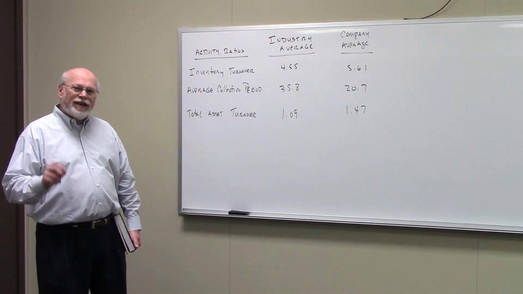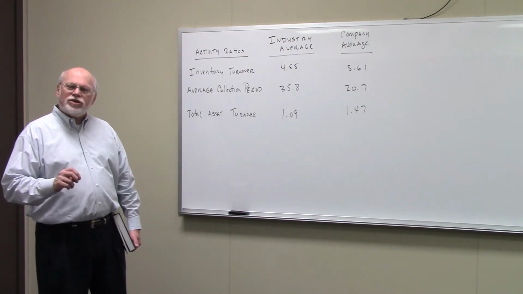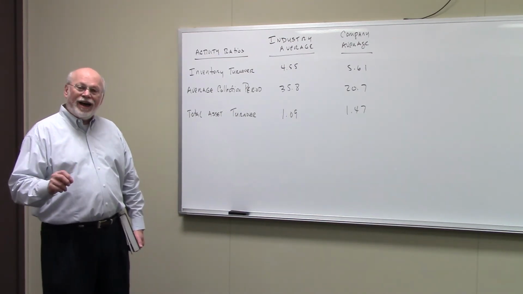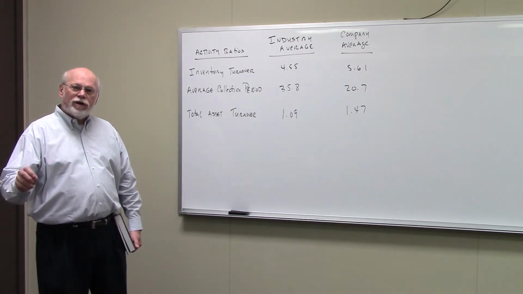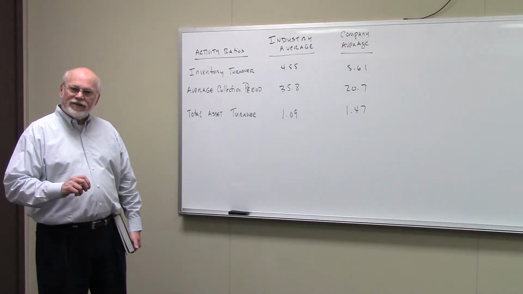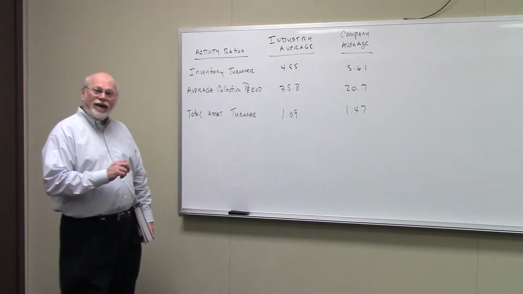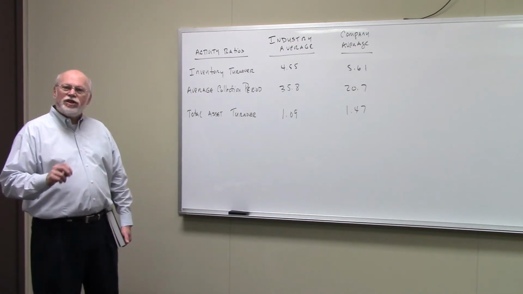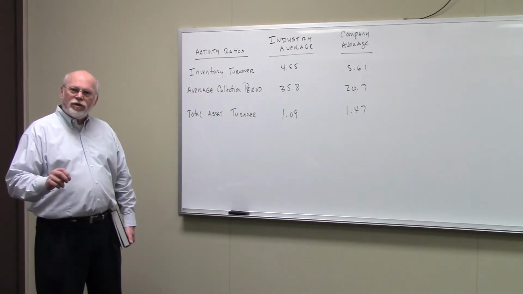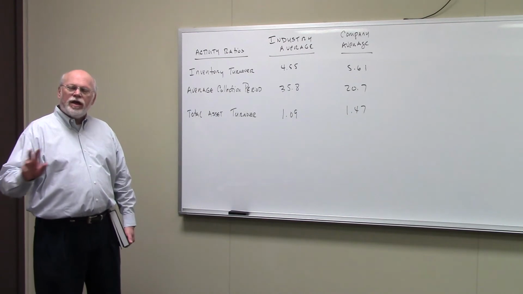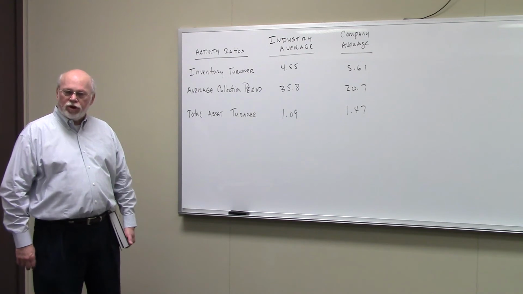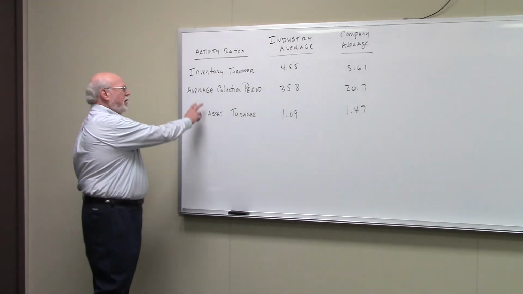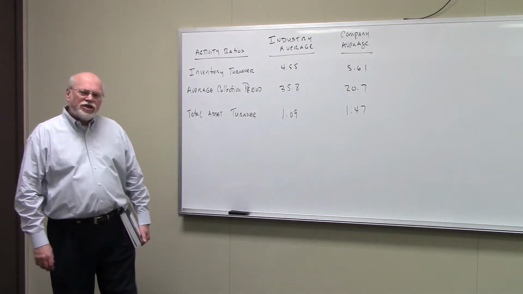The typical firm in the industry is only generating $4.55. So what you'll see with inventory turnover is the higher the number, the more you like it. You want it to generate more dollars in revenue per dollar invested rather than less. The way you would analyze this is to say that this firm's ability to generate revenue from its investment in inventory is superior to that of the typical firm in the industry. This is inventory turnover.